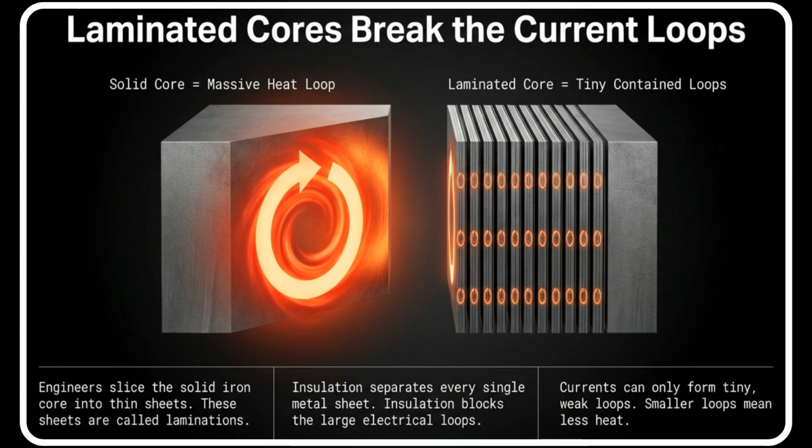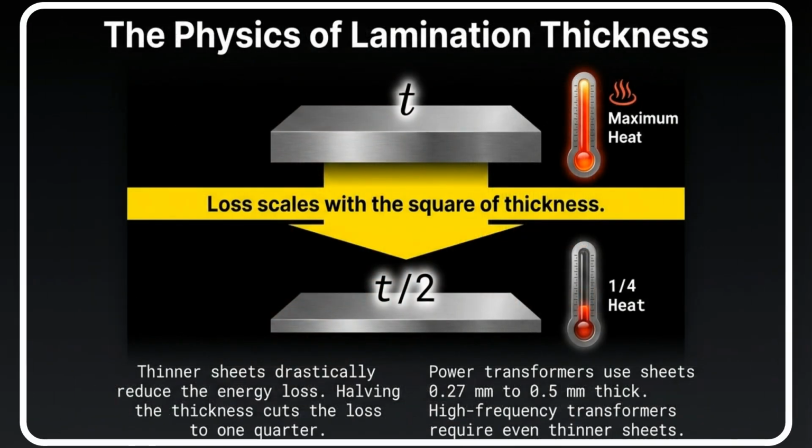Laminated cores break the large current loops found in solid cores. Engineers slice the solid iron core into thin, insulated sheets called laminations. This insulation blocks large electrical loops, allowing currents to form only tiny, weak loops, which means less heat. The physics of lamination thickness shows that loss scales with the square of thickness. Halving the thickness reduces the energy loss to one quarter. Power transformers use sheets as thin as 0.27 to 0.5 millimeters thick.